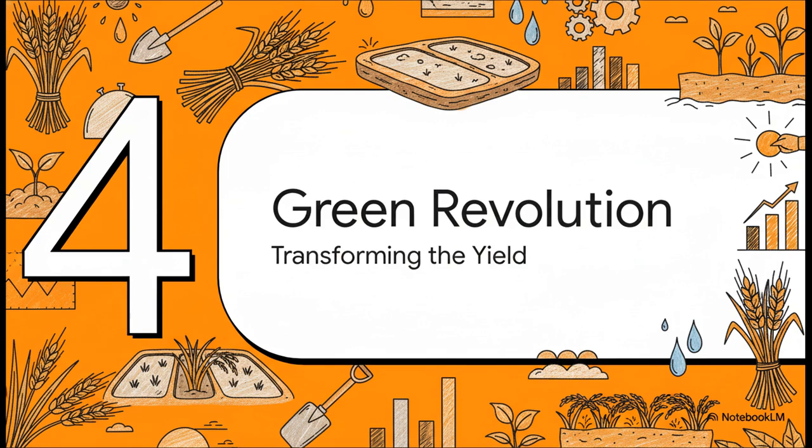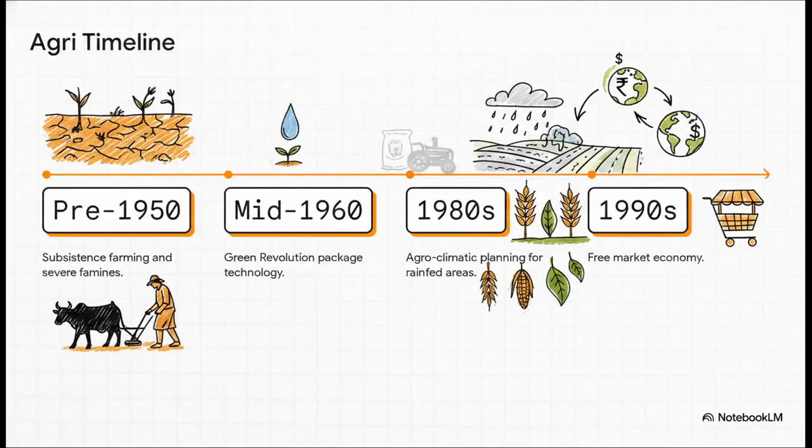Let's pivot to Section 4, the Green Revolution, transforming the yield. How did India actually pull off this phenomenal scale? Wow, this timeline really captures the arc of India's agricultural journey. Before the 1950s, farming was mostly subsistence level, and sadly the country suffered from severe droughts and tragic famines.